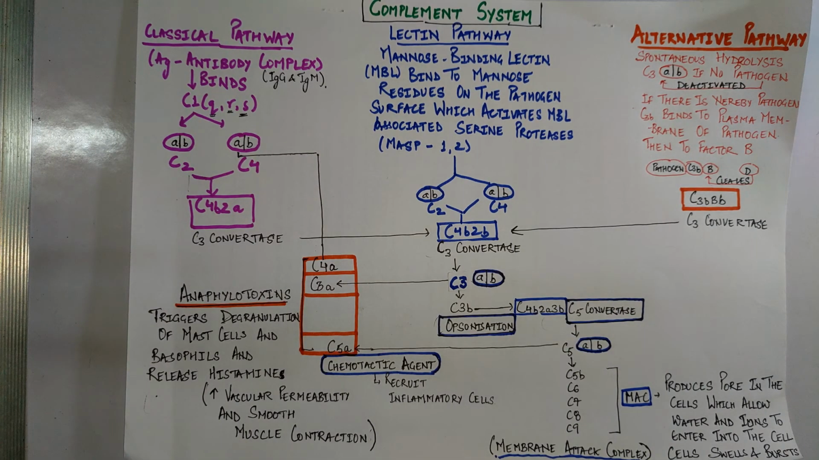Complement system is also known as complement cascade and it forms a part of the innate immune system. Complement components are soluble proteins and are generally made in the liver and they circulate in their inactive form until they are needed.